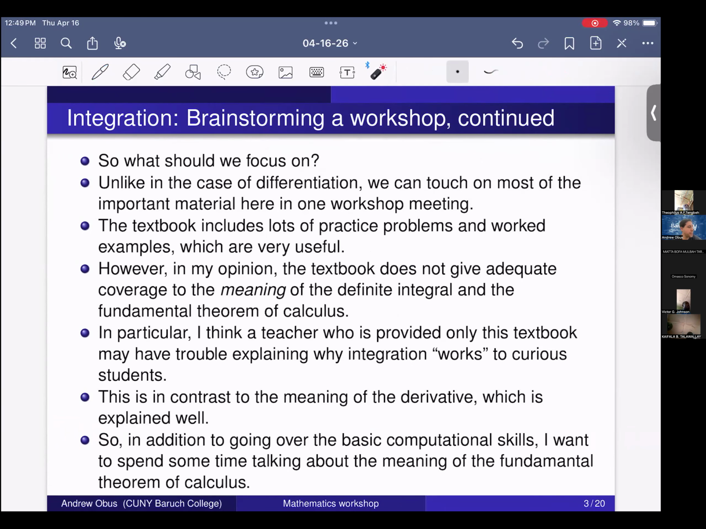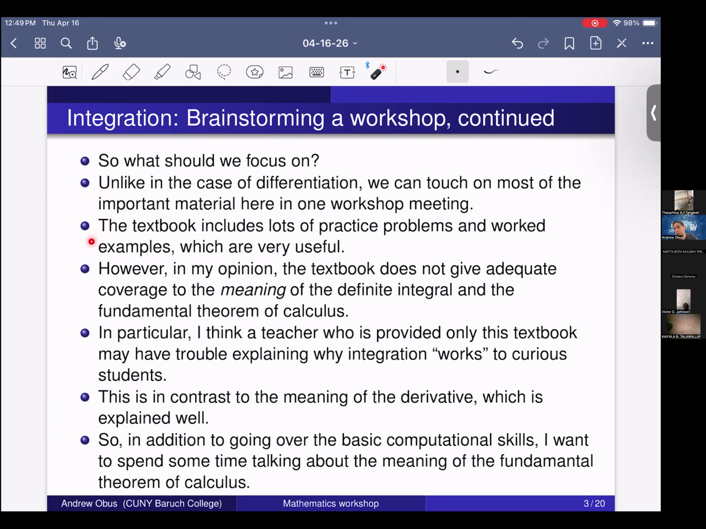And to some extent, the good news here is that, unlike in the case of differentiation, most of the important material, at least the important material that's in that textbook, we can cover here in one workshop meeting because there isn't as much to know from the textbook here compared to differentiation. Differentiation has a lot of motivation, a lot of geometric interpretations, and then a lot of different formulas. The amount of integration that the textbook covers is just not that much. So we will be able to touch on almost everything in one workshop meeting here.